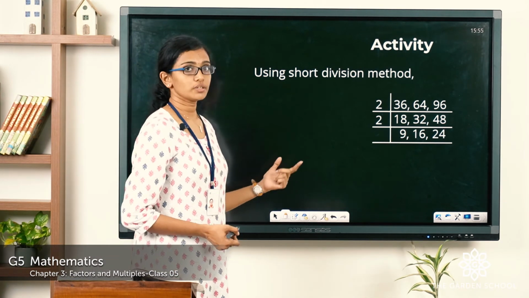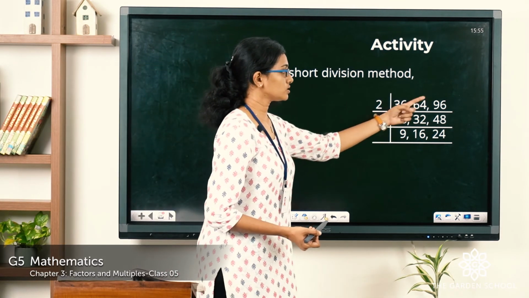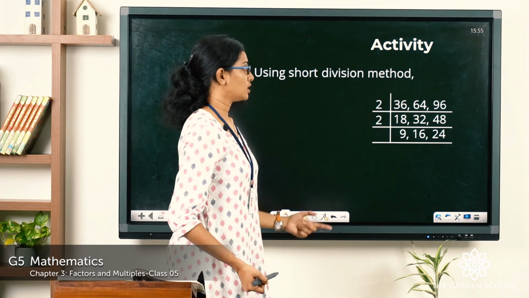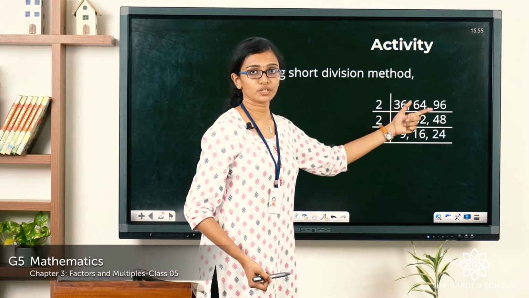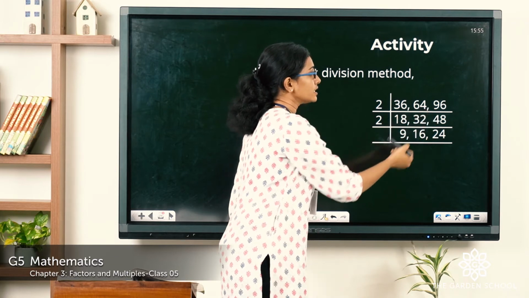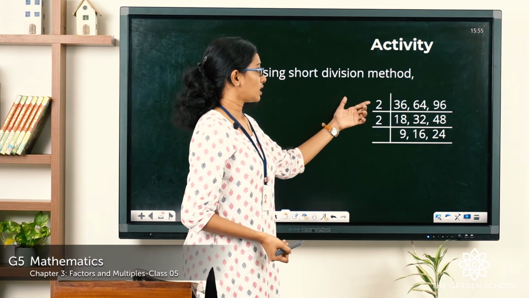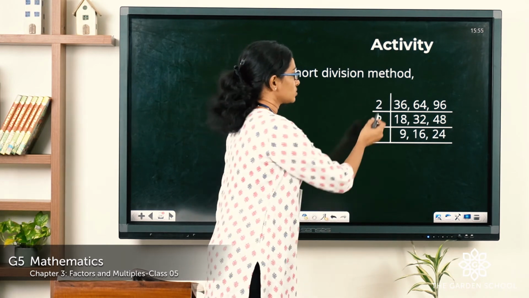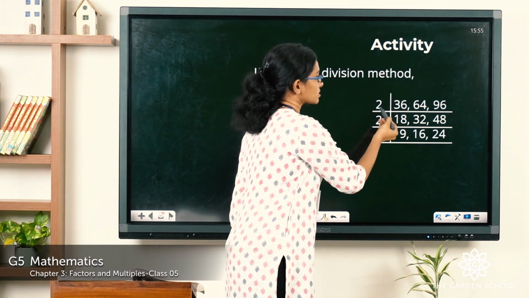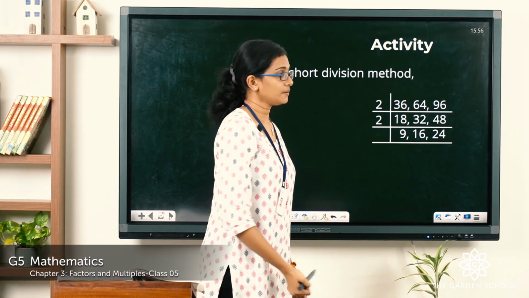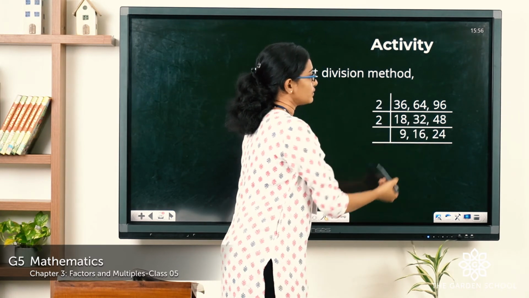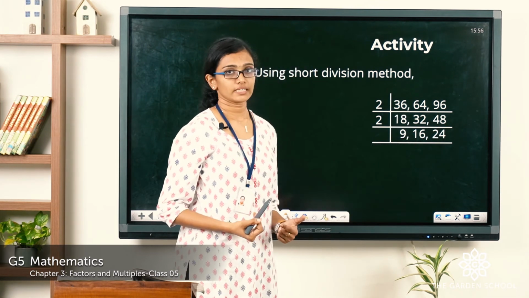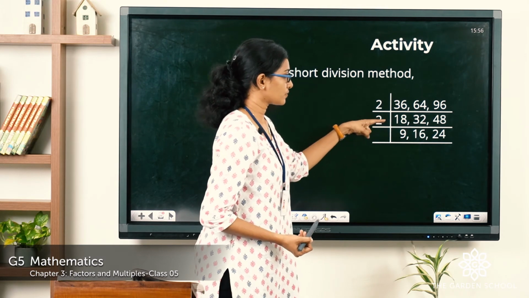So, for short division, what do you do? You write the numbers alongside, then you find a common prime factor for all the numbers. Here all these numbers are multiples of 2, and hence we can divide all these numbers by 2 completely. So, you divide that by 2. 36 divided by 2 will give you 18. 64 divided by 2 will give you 32. 96 divided by 2 will give you 48, right? So, this is the first set of quotients.